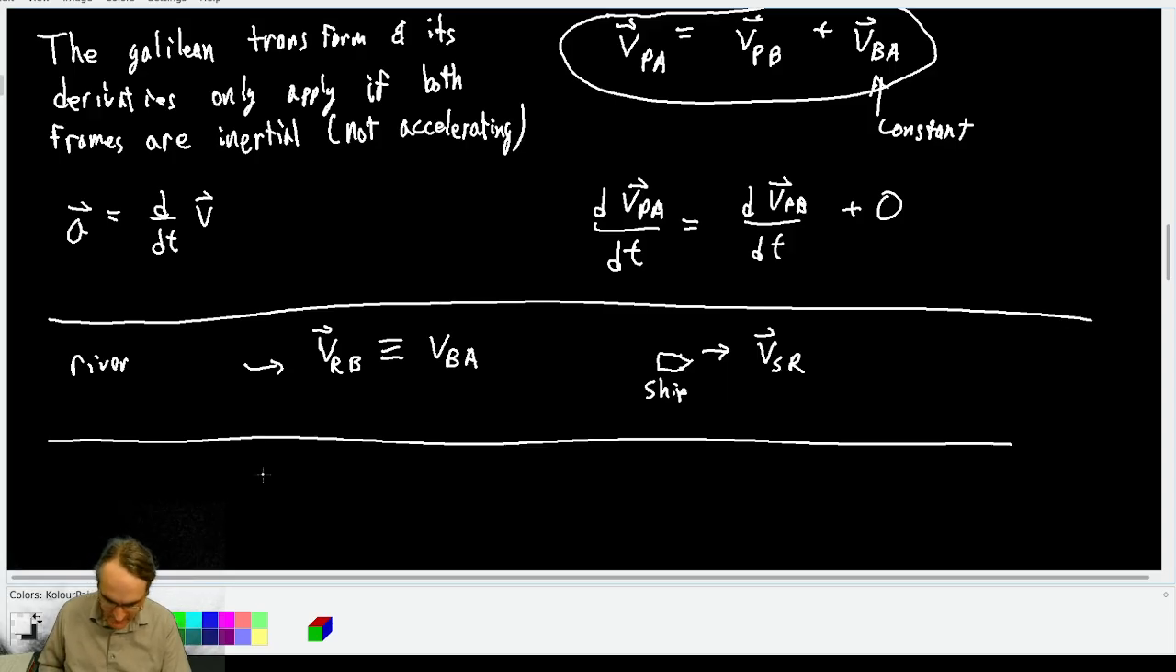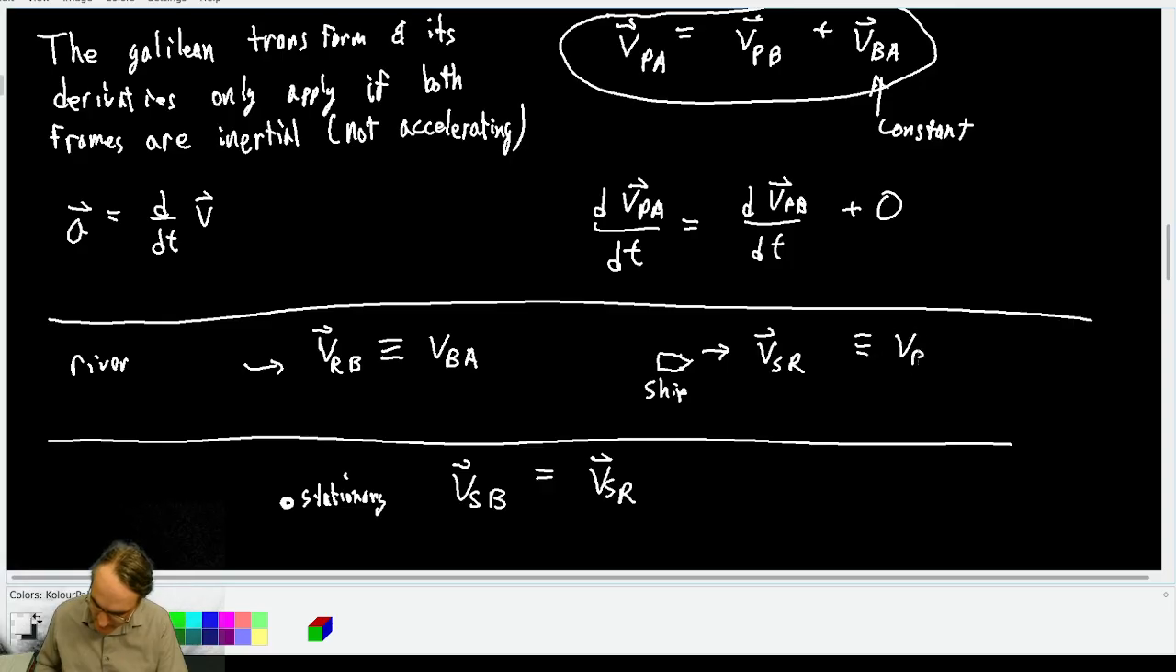All right. And what we can do is start thinking about, from a perspective out here on the bank, from a stationary perspective, what would the speed of the ship be relative to us sitting on the bank? And that will depend on the speed of the ship relative to the river, which is like VPB. And this thing right here, VSB, is like VPA.